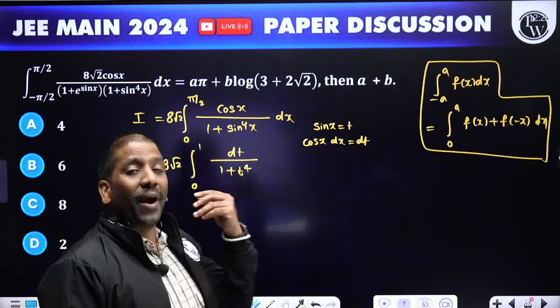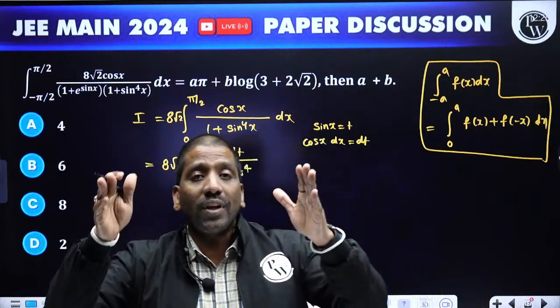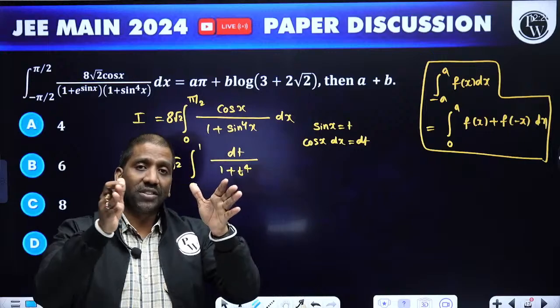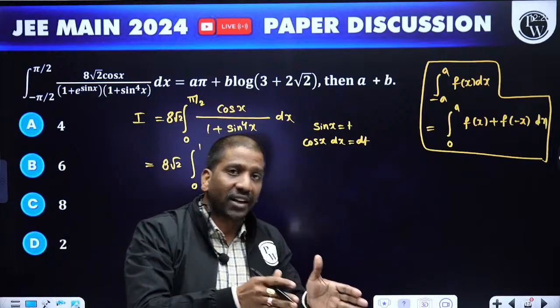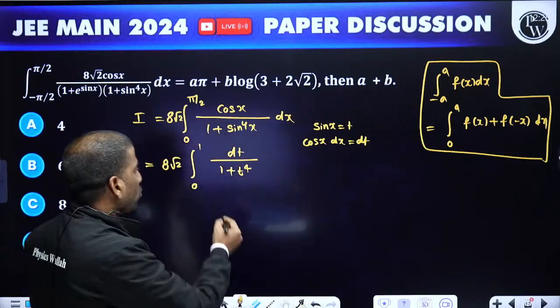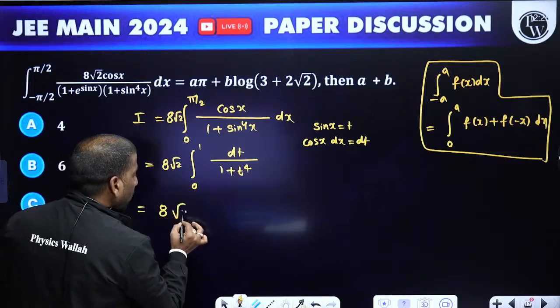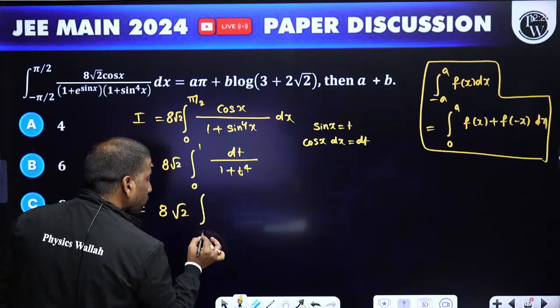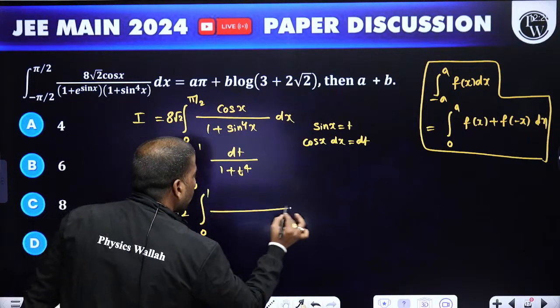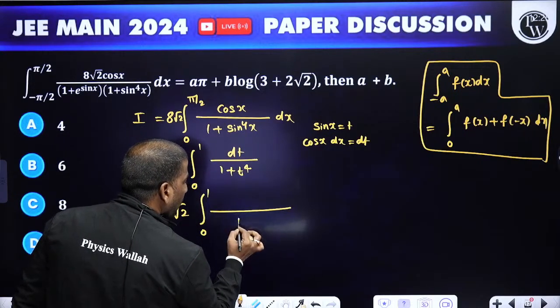Immediately, a biquadratic form has come. Always we write it in two different ways: either t square plus 1 by t square, and then t plus 1 by t or t minus 1 by t will be used. That is a little bit of a procedural point here. This is what we will write: we will take t square common, that will become t square plus 1 by t square.